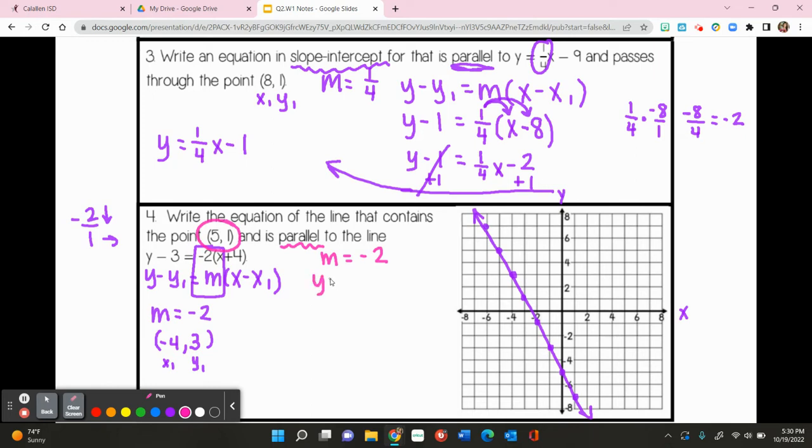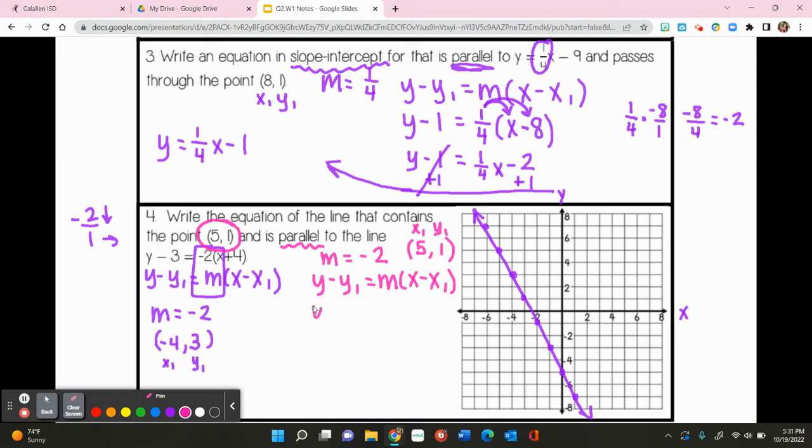So again, I'm going to use the point-slope formula, y minus y1 equals m(x minus x1). I'm using this formula because I have been given a slope and a point off of my line other than my y-intercept. So I'm going to substitute in my information. I'm going to rewrite the point (5, 1) over here so I can label it as x1, y1. Again, I always suggest that you label it in order to avoid mistakes.